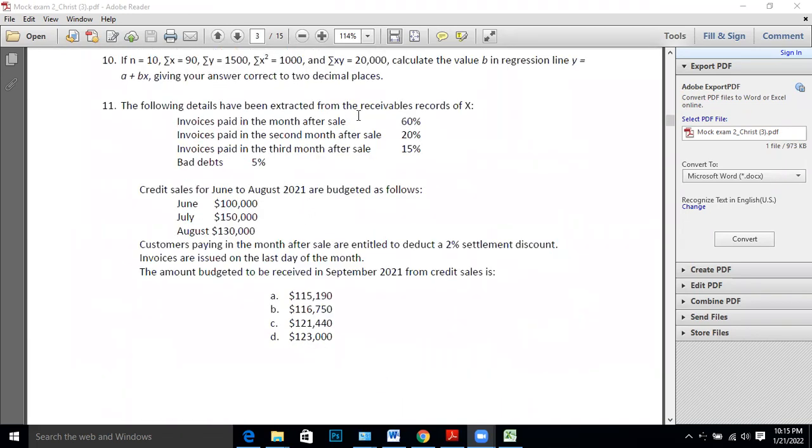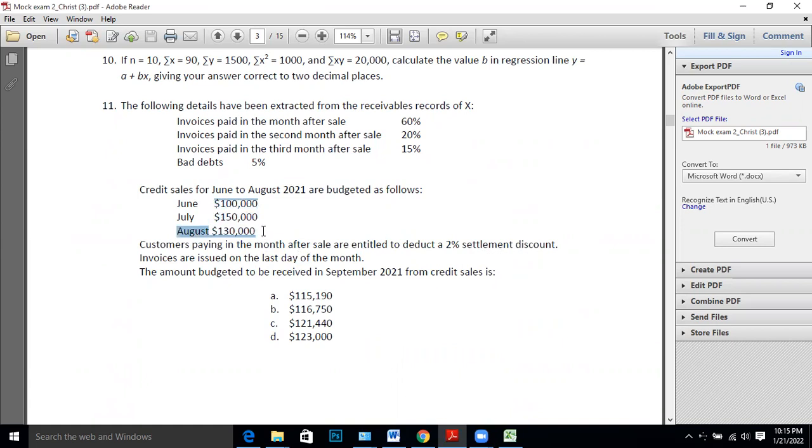The following details have been extracted from the receivable records of X. 60% paid in the month after sales, 20% two months after sales, 15% the third month, and 5% bad debts. June, July, August, these are the sales. Customers paying the month after sale are entitled to a 2% settlement discount. How much will be expected to be received in September 2021?